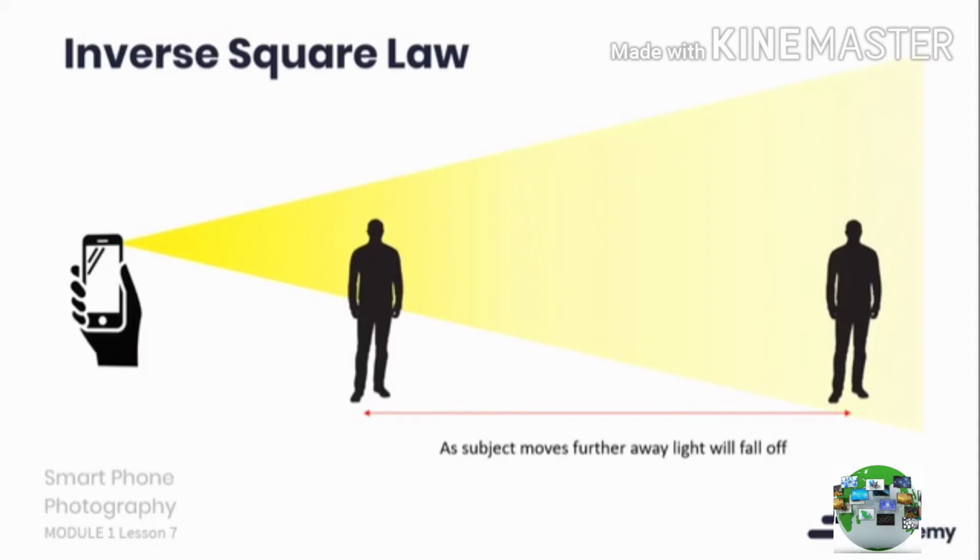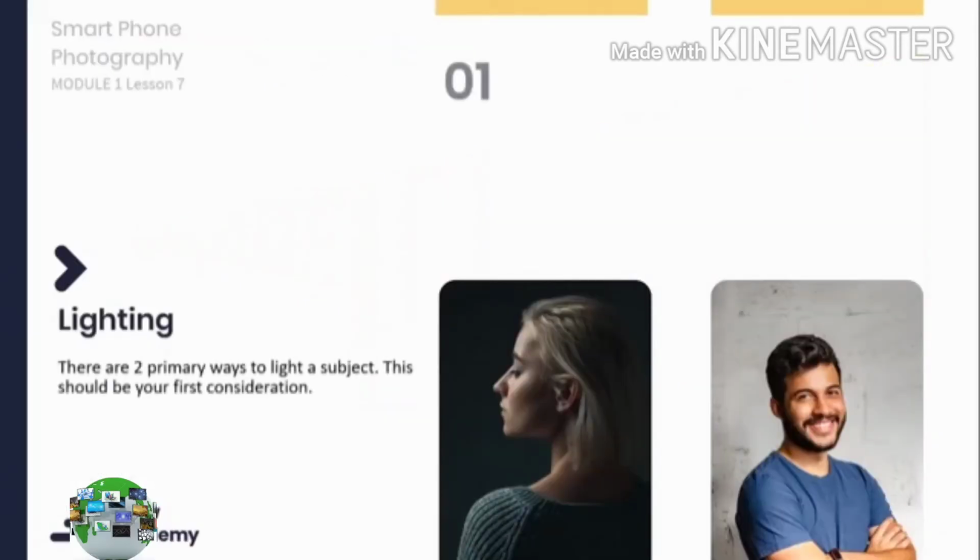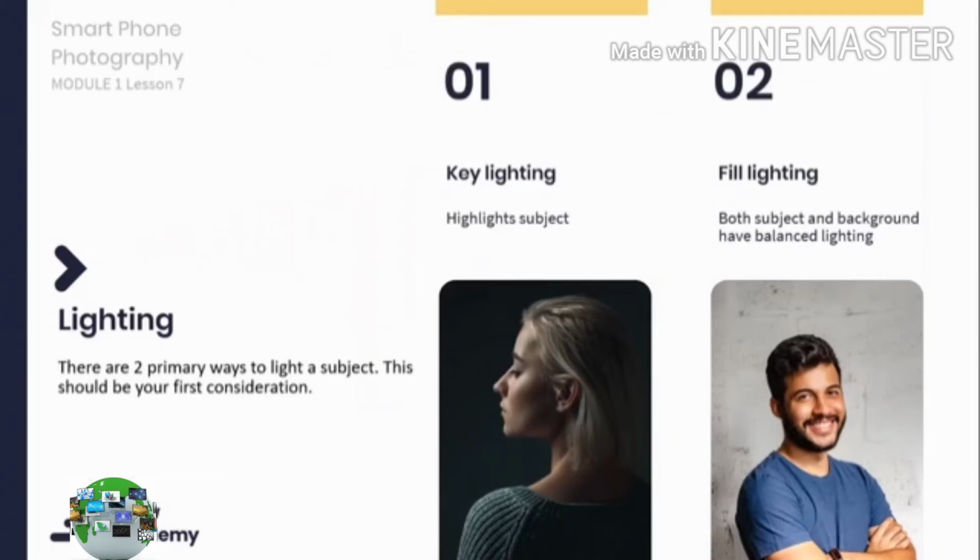Now, when we're using our flash, again, there's two ways to think about using it. So we saw this back in lesson 6 as well. We have our key lighting and we have our fill lighting. So our key lighting is when we highlight the subject. Our fill lighting is when both the subject and the background have balanced and even lighting. And this is something that we can achieve with our flash.